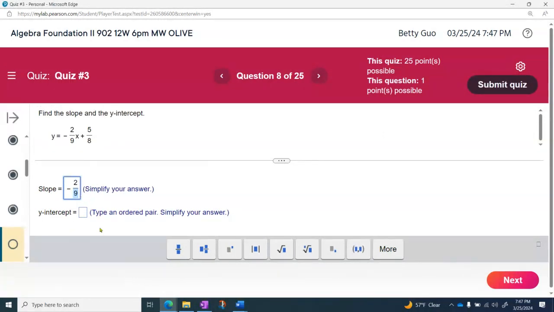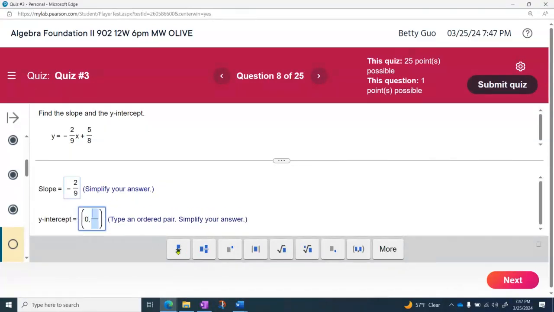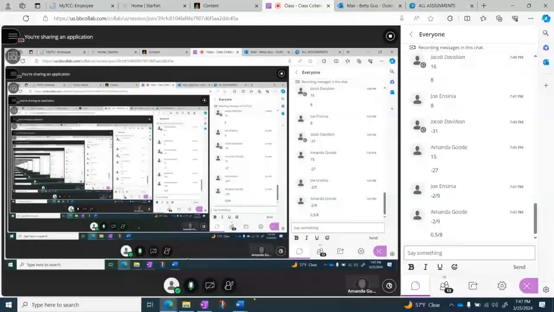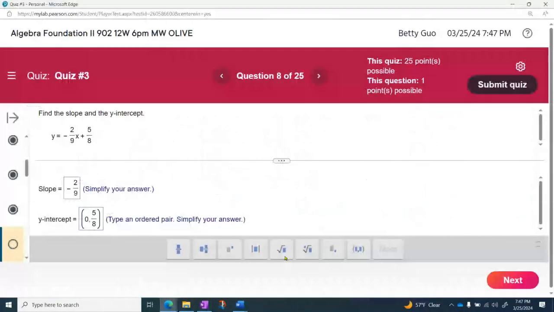Read the information in the parentheses. Type an ordered pair. Simplify your answer. The y-intercept is going to be 0, 5/8, right? 5/8. Very straightforward. Please do not enter just the 5/8. You will get it wrong. You must type an ordered pair. Simplify your answer. 0, 5/8. Awesome. Thank you, Amanda. Next.